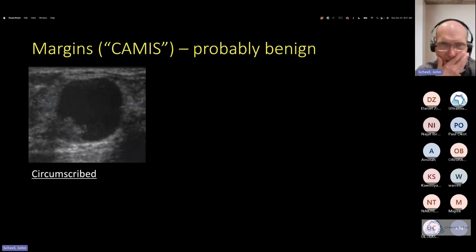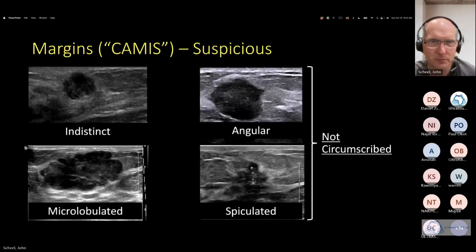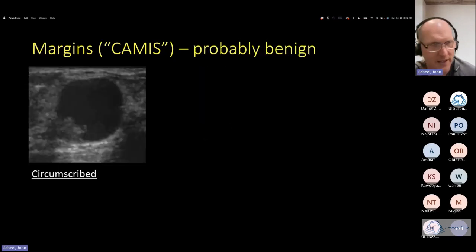For margins, we use CAMUS to help remember all the different options. Circumscribed is where you can see the boundary of the mass or lesion as being very sharp. You know exactly when it ends and when the tissue starts. Very sharp. That's circumscribed. And when you see that, it could be a probably benign mass. It could be a suspicious mass. You don't know. You need more information.